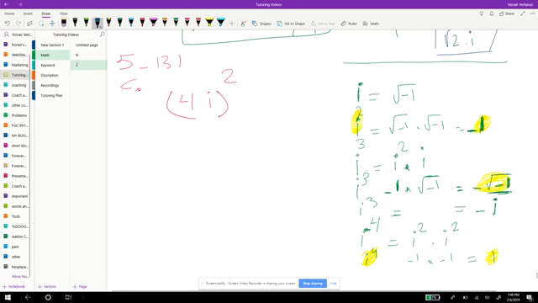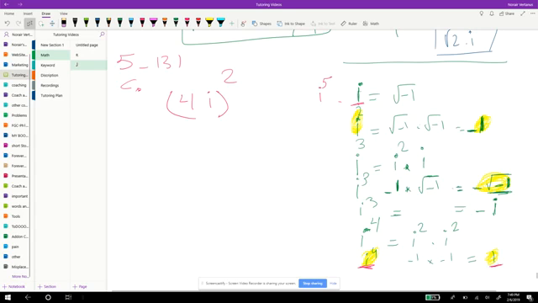Now, pattern is what? Look at this. i fourth is that, right? What is the next one? i fifth. i to the fifth, I'll write it here. Isn't it that i fifth is the same as i fourth times i first? So it's going to be 1 times i, which is rad -1. This times this is i to the fifth. So 1 doesn't do anything.